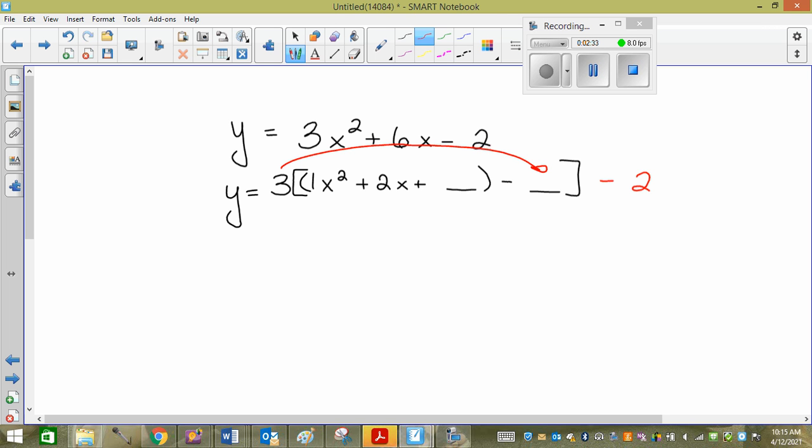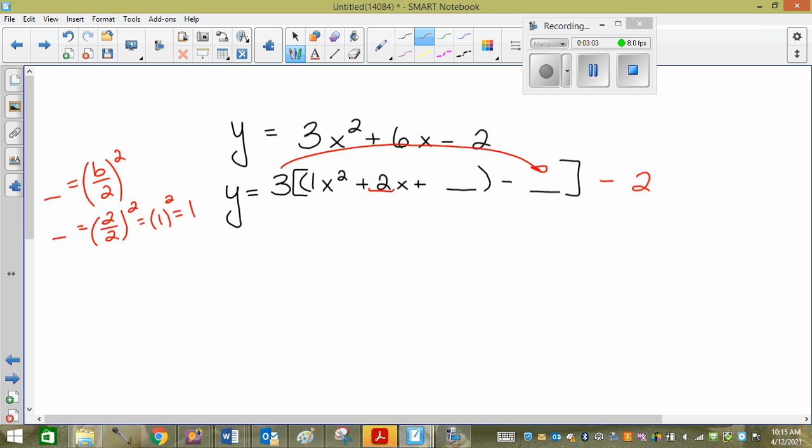How do we get those blanks? B divided by 2, and then square it. So the blank is b divided by 2 squared. And what's b? 2. It's always the one beside the x after we've taken out the GCF, right? So it's going to be 2 divided by 2 squared, which is 1 squared, which is 1.